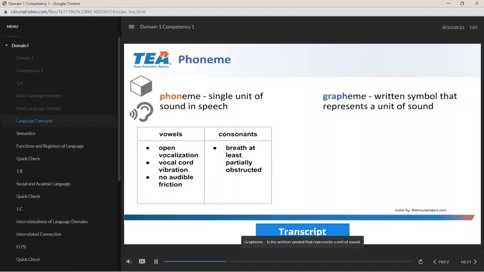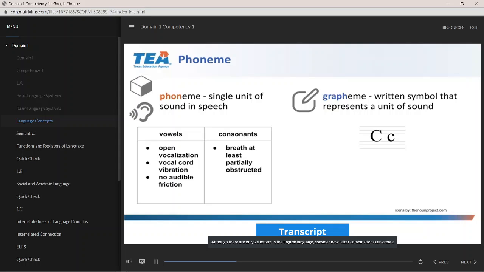A grapheme is the written symbol that represents a unit of sound. In this example, the phoneme is the sound of the letter C, so k, while the grapheme is the visual symbol for the letter C itself.